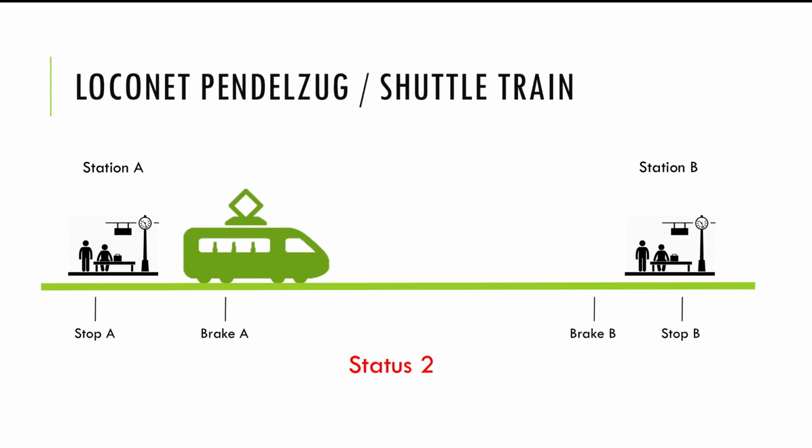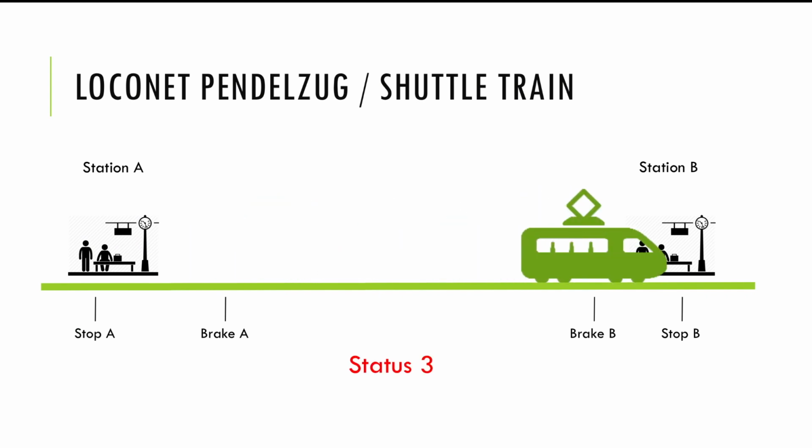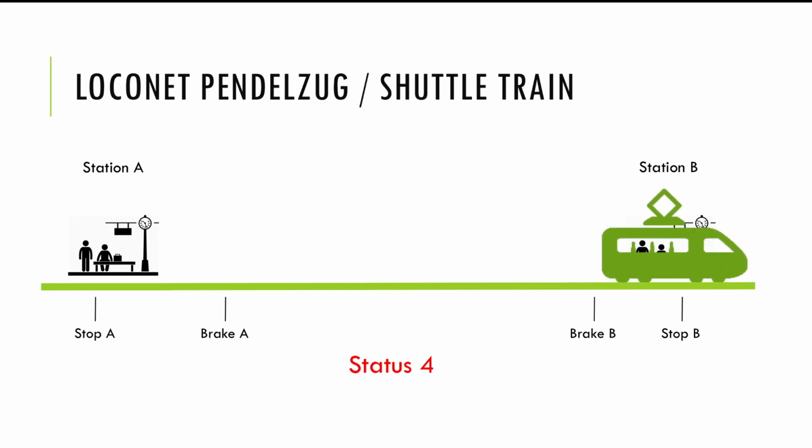But as soon as the locomotive hits the brake section in station B, the status will change to 3. In state 3 we will decelerate the locomotive so it won't stop abruptly in the station later on. The locomotive will keep on rolling into the station at a slow pace, and once it hits the stop section in station B, the status will change to 4 and we will hit the brakes and come to a full stop.